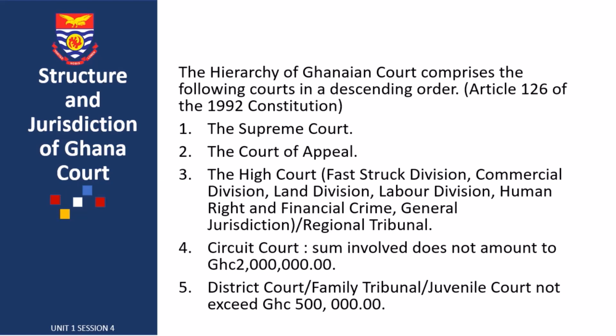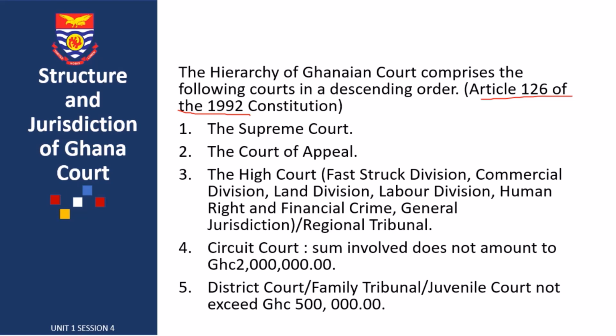Article 126 of the 1992 Constitution gives the structure of the courts in Ghana. The first court is the Supreme Court, the highest court in Ghana. When the Supreme Court sits to make a decision, at least 5 justices sit. However, in the case of a review, 7 justices of the Supreme Court sit.